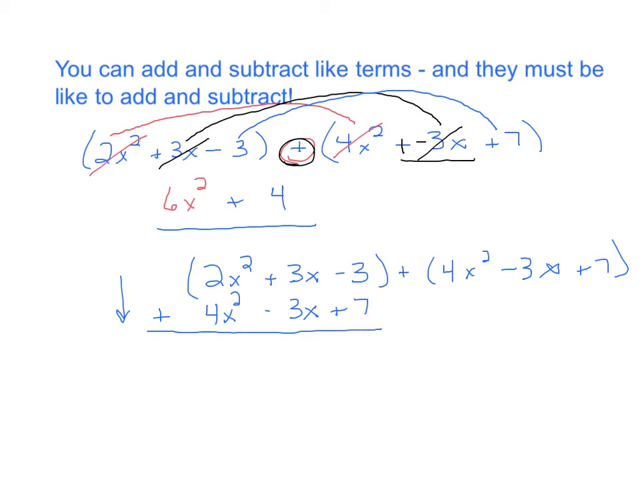So now what we have is like an addition problem that you would do vertically. So as we proceed through the problem, we're just going vertically. 2x squared plus 4x squared is 6x squared. 3x plus negative 3x is 0. And negative 3 plus 7 is 4. Same answer, just a different way to think about it. Again, I want you to use the method that feels right for you.